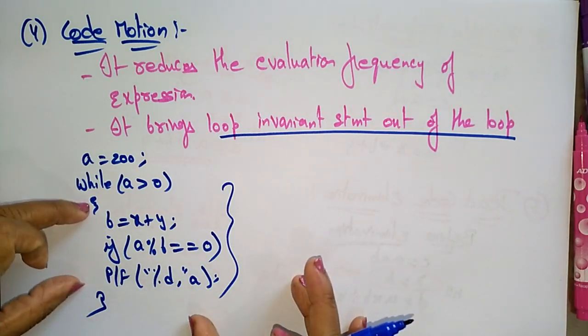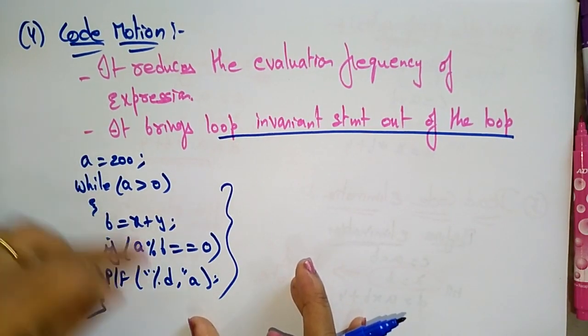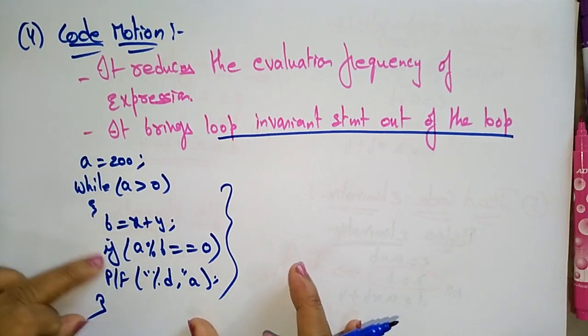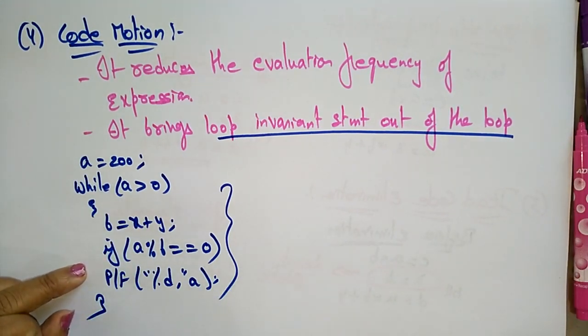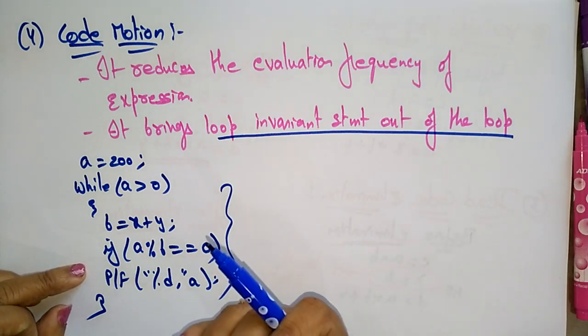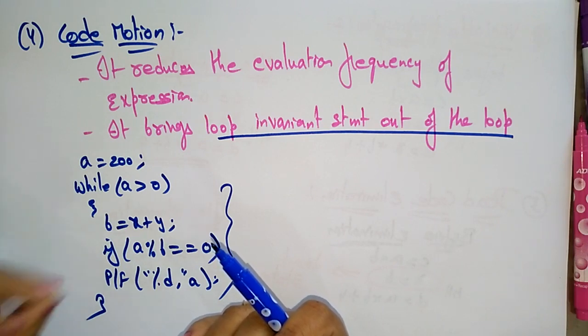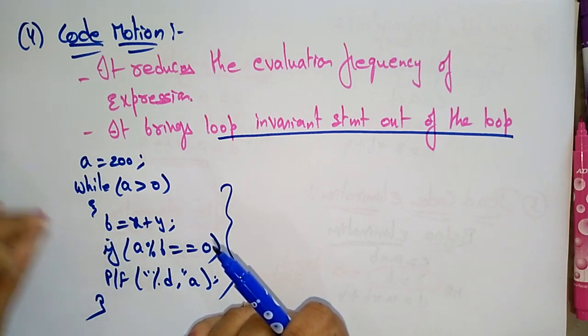Until the condition exits, it is going to rotate. So every time, the invariant statements have to be evaluated every time. So to reduce that evaluation frequency of expression, we are bringing the loop invariant statements out of the loop.